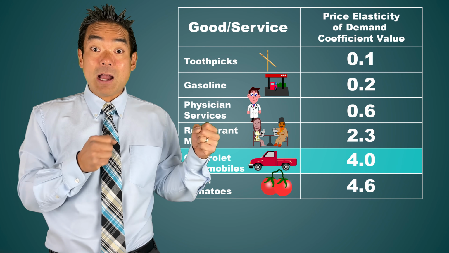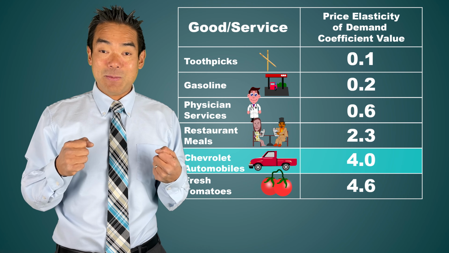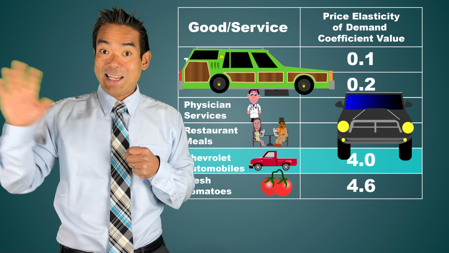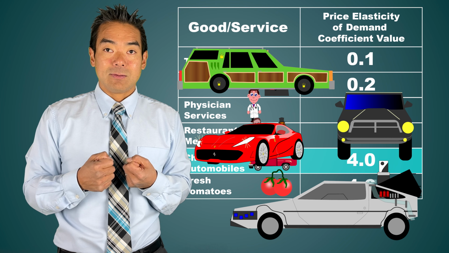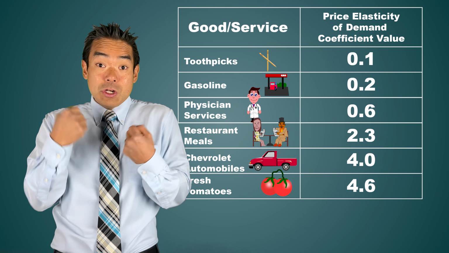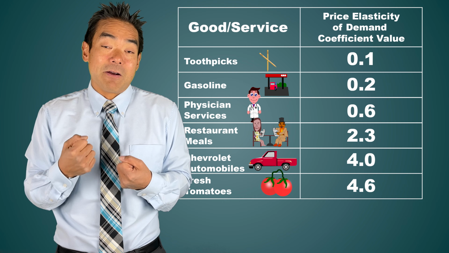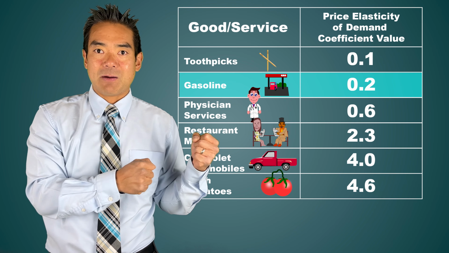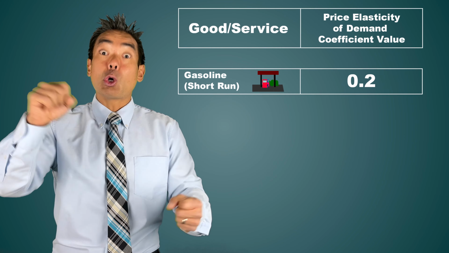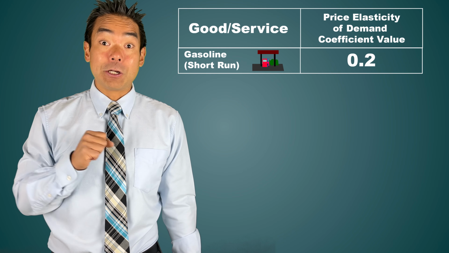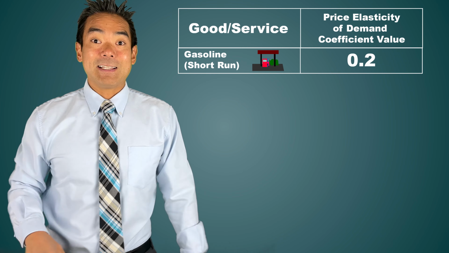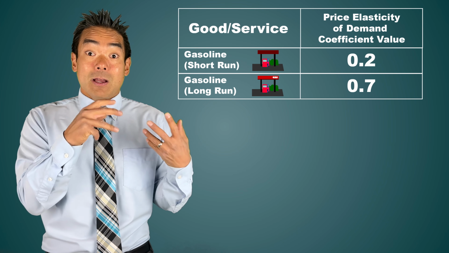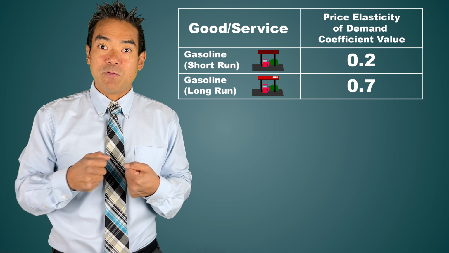We can see that Chevrolet automobiles face relatively elastic demand. One of the reasons for this is there's a lot of substitutes for Chevy automobiles. Ford, Jeep, Tesla, Toyota, right? There's lots. On the other hand, if there are few or no close substitutes, then we would expect demand to be very inelastic. And finally, let's go back to gasoline. This price elasticity of demand coefficient number that I showed you was actually the short-term PED for gasoline of 0.2. In the long run, the price elasticity of demand coefficient has been calculated as 0.7. Still inelastic, but more elastic than the number we calculated for the short run.